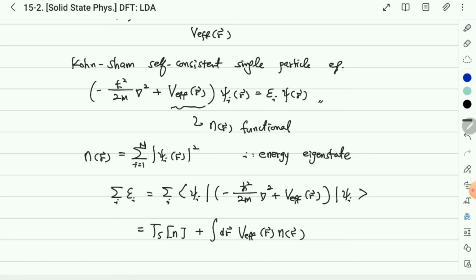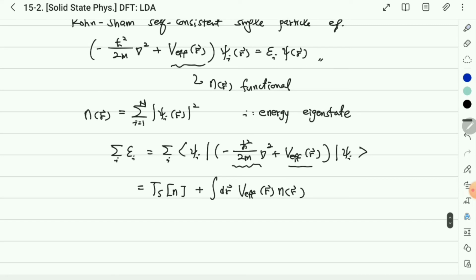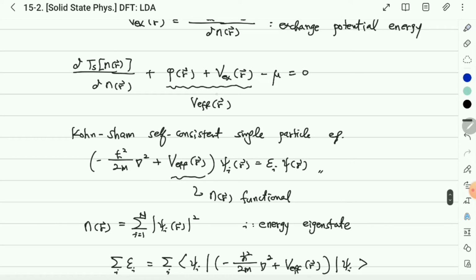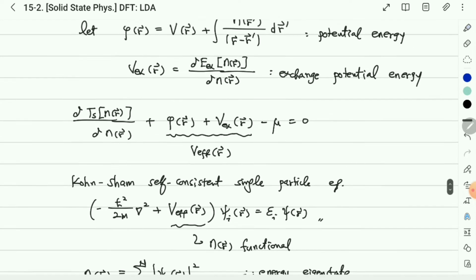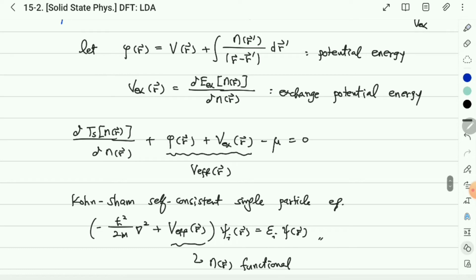From the definition, this is the kinetic energy, and the second term is n(r). Therefore this kinetic energy is the summation of epsilon_i minus the integral dr of the effective potential times n(r). What is the effective potential? The effective potential is phi plus the exchange potential v_exchange. Then phi can be written down like this, and also the exchange potential.